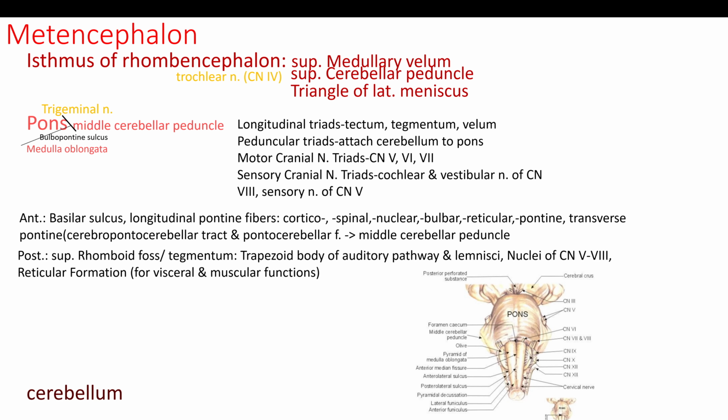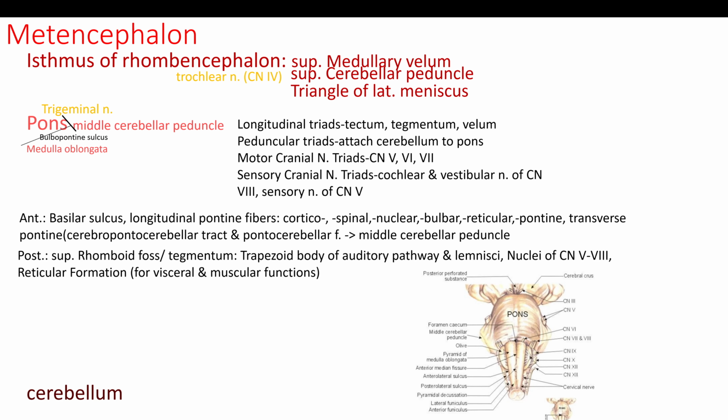The pons consists of the longitudinal triads, the tectum of pons consisting of the anterior superior medullary velum, tegmentum, and basis. The peduncular triad, three paired peduncles, superior, middle, and inferior, which attach the cerebellum to the pons. There's the motor cranial nerve triad, CN V, CN VI, and CN VII.